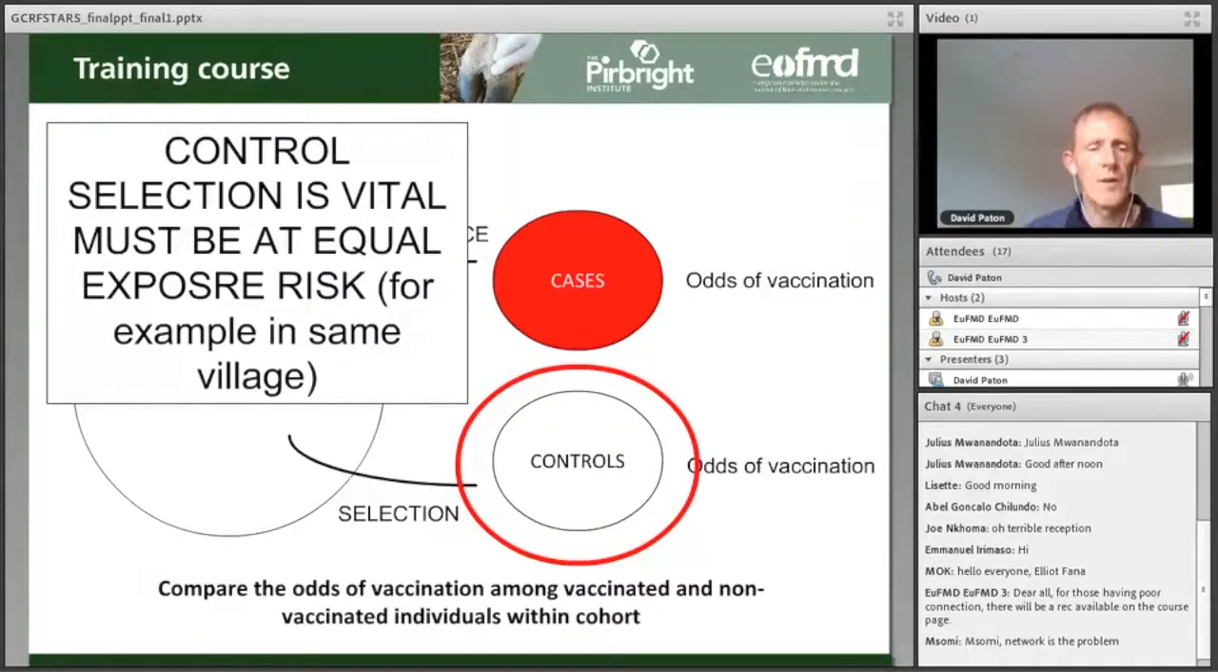But for all of these studies, we have this problem of selecting controls. And it's very important that controls are selected so as to have an equal risk of exposure to foot-and-mouth disease as the cases. For example, as it says here, in the same village. And so in order to get meaningful results for these sorts of studies, you have to be very careful about the way that they're designed. And that's where I'm going to hand over to Giancarlo, who's going to say some more about that.